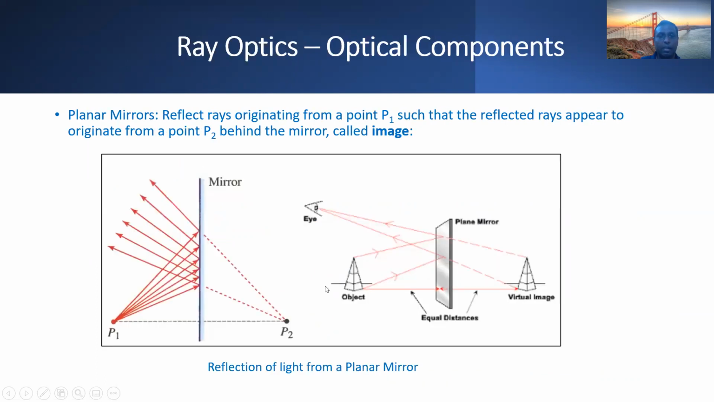All right. Next, optical components. One of the components is the planar mirror. It reflects rays originating from a point P1 here in the diagram, and the reflected rays appear to originate from the point P2. That is called an image, and it is a virtual image. The distance from P1 to the mirror and from the mirror to P2 is the same, as shown in the next picture. It is an equal distance.